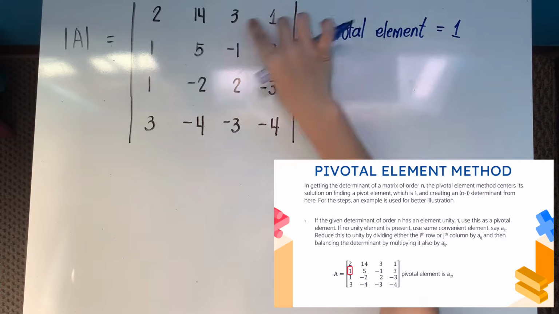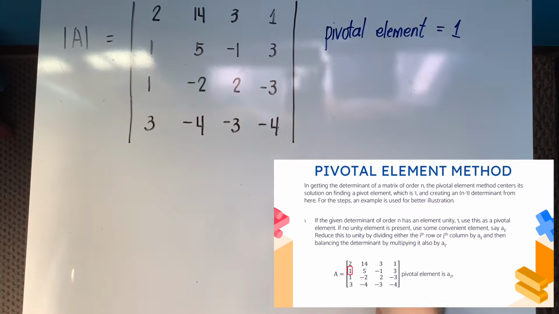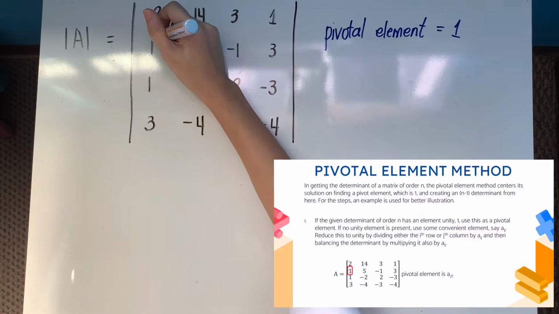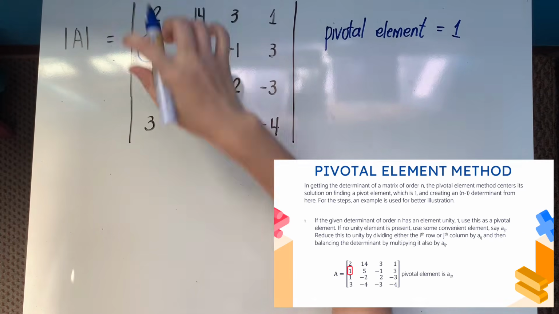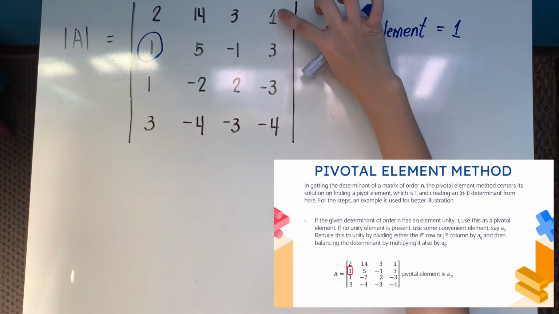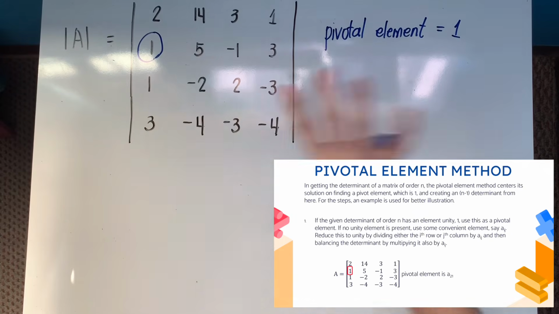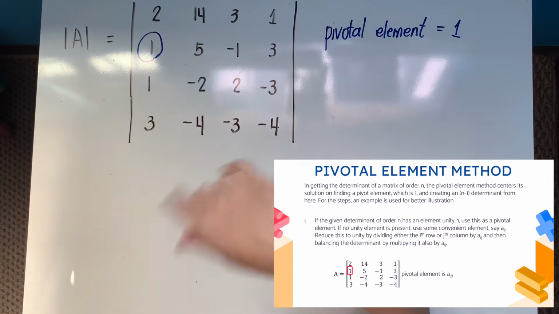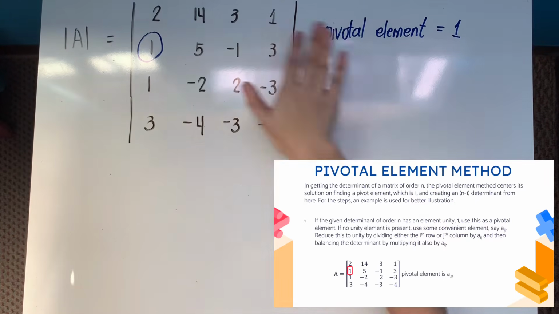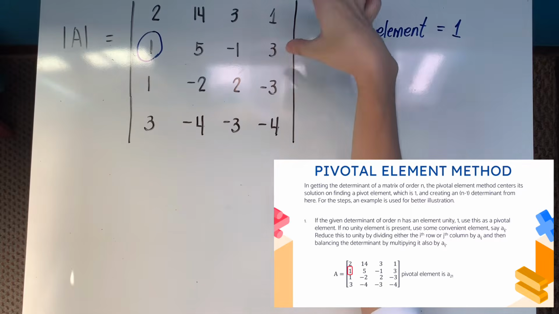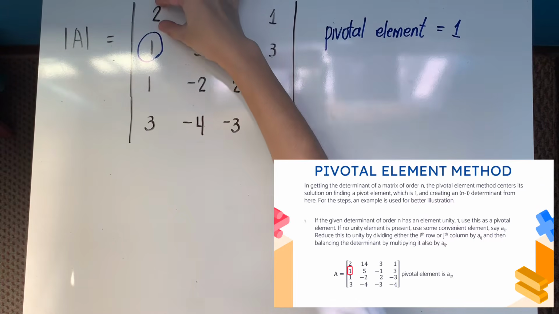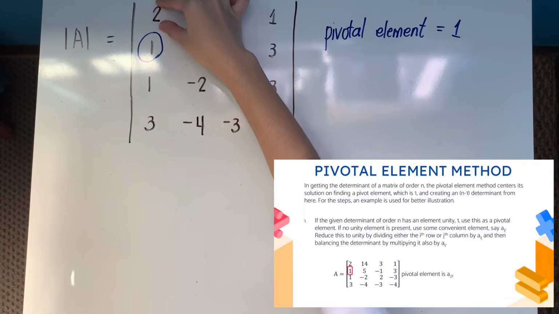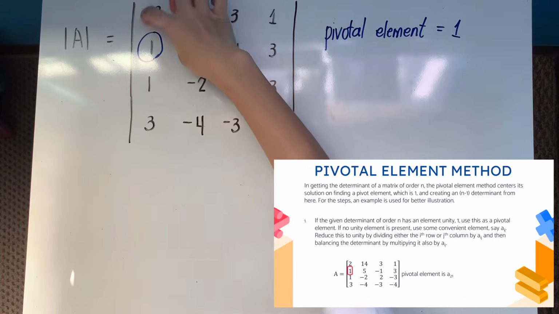So, in this given, you have 3 options. But the PowerPoint shows a 2-1 element as the pivotal. Pero pwede nyo piliin ito or ito, maalin. Ngayon, if ever given a matrix or determinant that doesn't contain 1, halimbawa walang 1 dito, ano? Pwede kang pumili ng kahit anong element. You can use that as a pivotal element, but gagawin mo ng paraan na maging 1 siya.